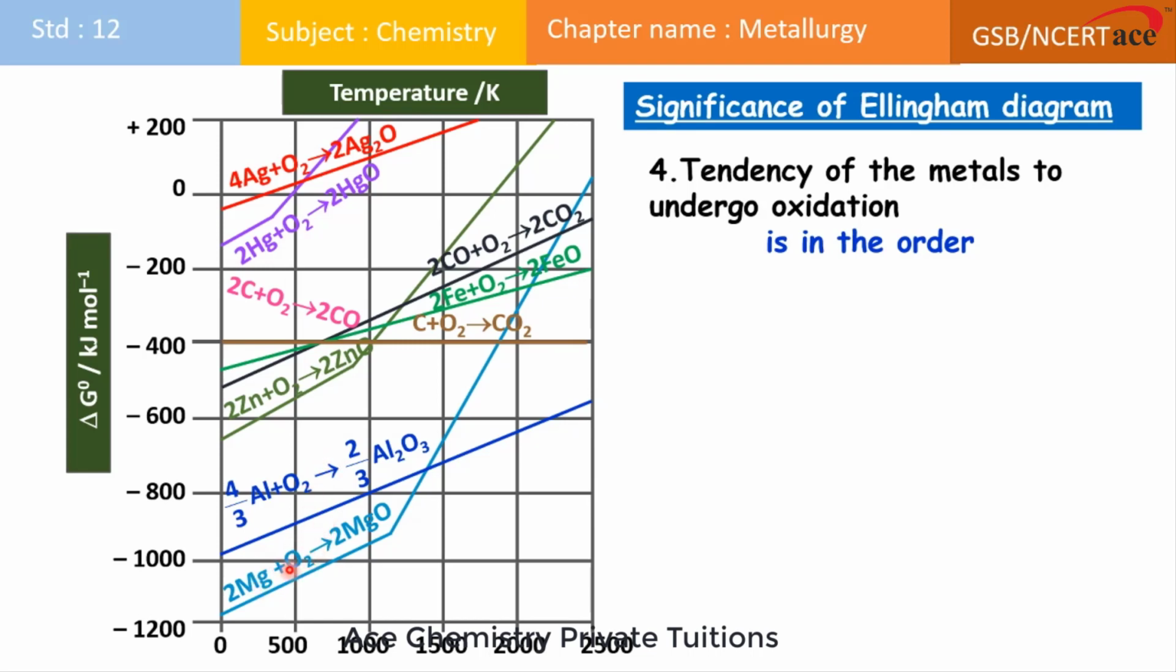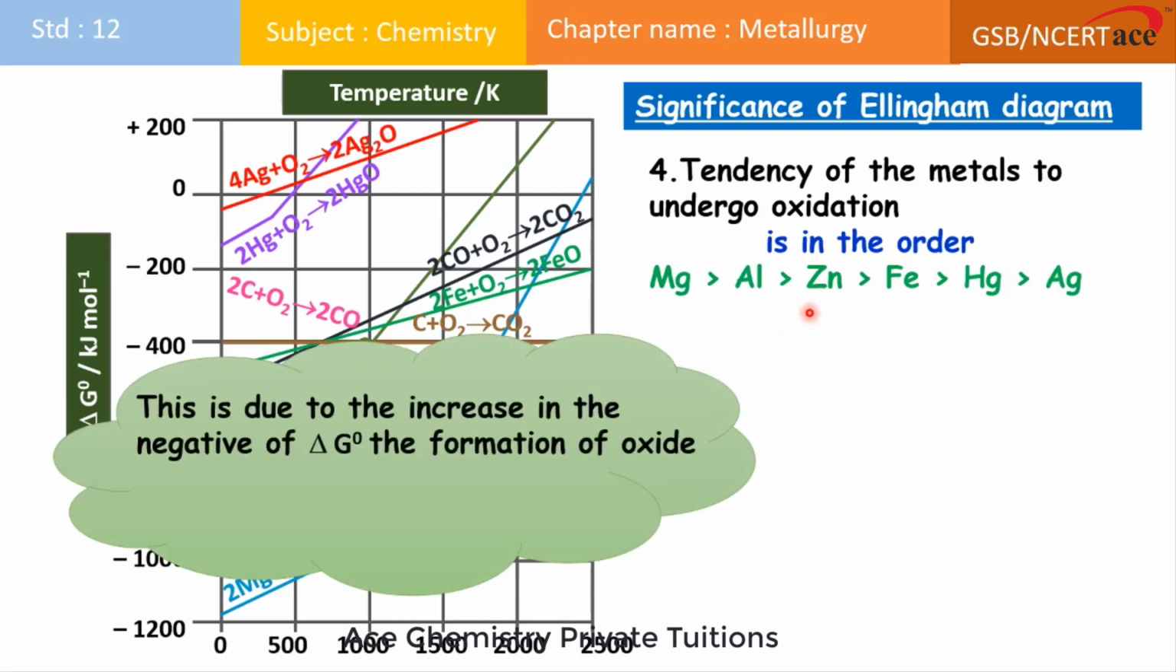So from this graph you will see the formation of oxide by metal, or you can say the metal undergoes oxidation in this order. I have taken magnesium first and the silver last because magnesium has the lowest value of the delta G naught and the silver has the highest value of the delta G naught. So lower is the value of delta G naught, higher is tendency to get oxidized. Higher tendency to form oxide means there is a higher tendency to act as a reducing agent.